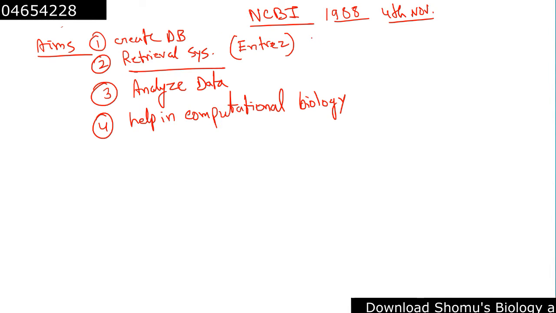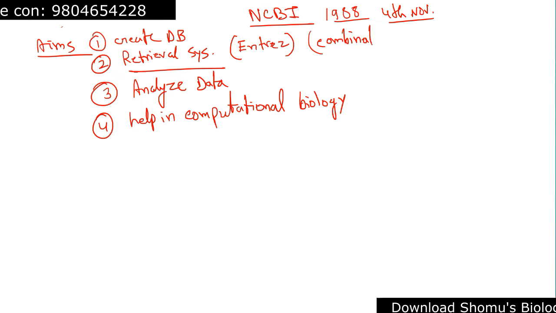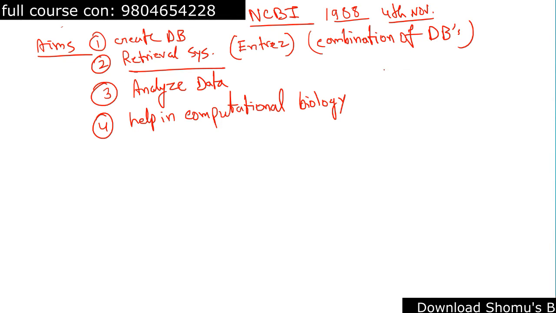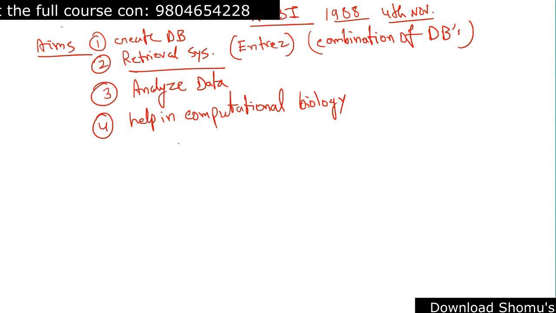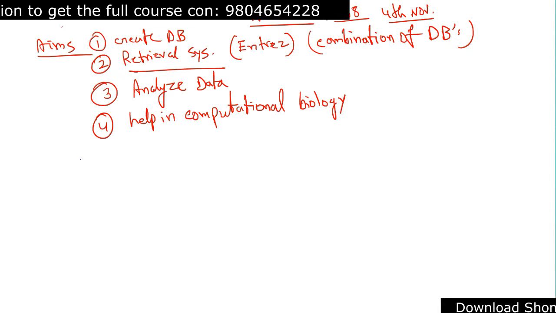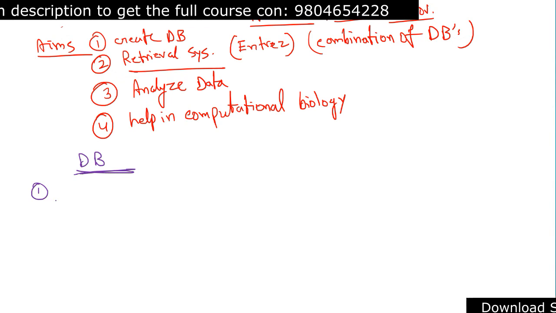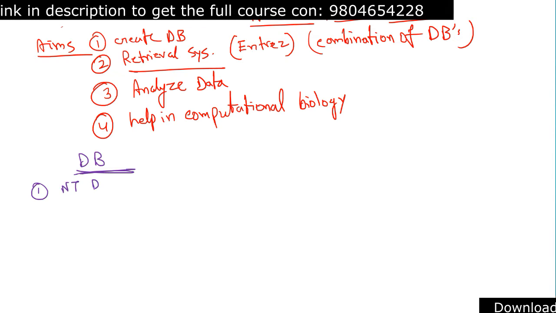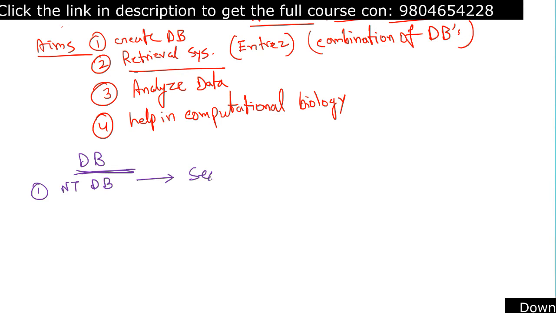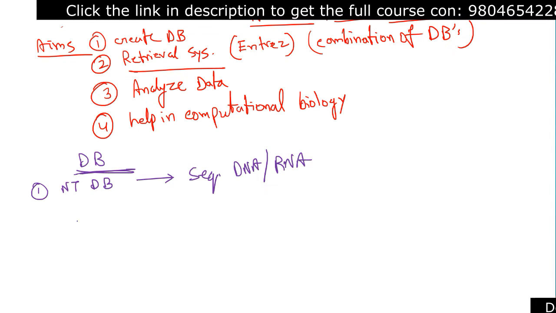And NCBI is what? It's a combination of databases. What are some examples of such kind of databases? Let me write it here, database this side, and we'll talk about the description. One of that kind is the nucleotide database. In this case, this is the sequence database, DNA sequence and RNA sequence database.